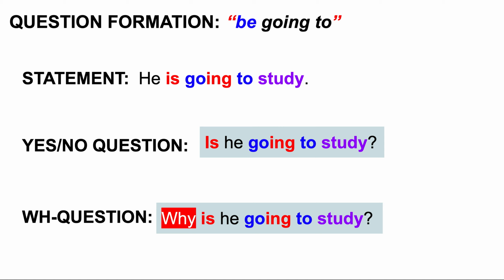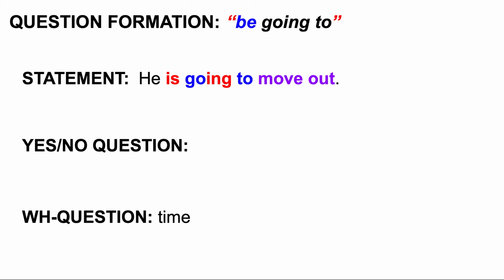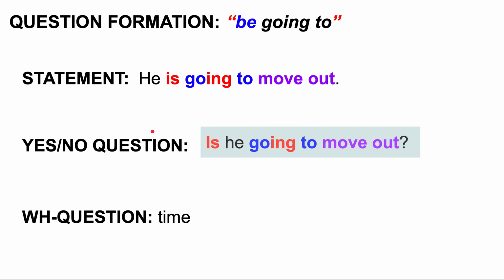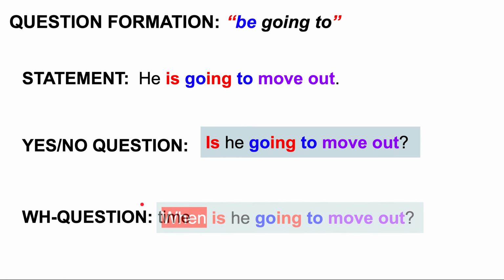Okay, let's practice another one. Let's do another practice question. My statement, he is going to move out. Make a yes no question in 5 seconds. Yes no question. Is he going to move out? Now, take 5 seconds to make a WH question about time. WH question about time. When is he going to move out?